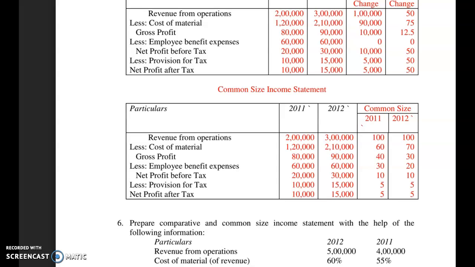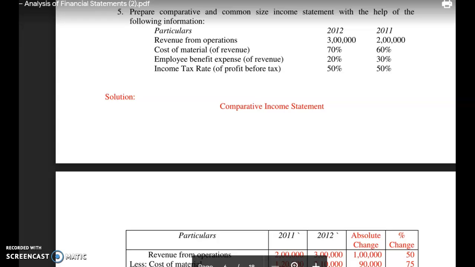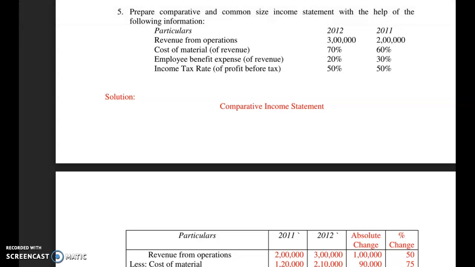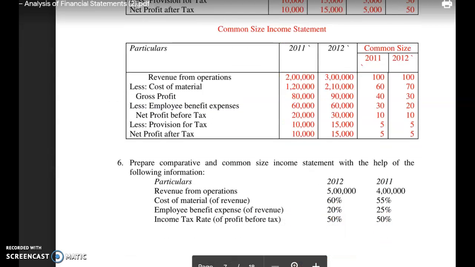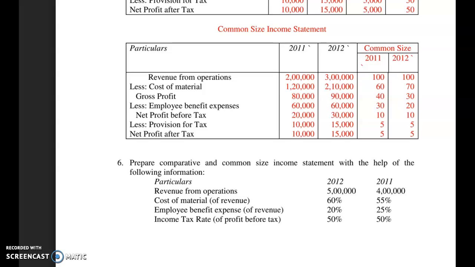Now let's come to the next item of the profit and loss account. The next item given is employee benefit expenses as a percentage of revenue. In the year 2011 they were 30%, and in the year 2012 they are 20% of revenue, and revenue here is 2 lakh and 3 lakh. How will it be calculated? Again see, employee benefit expenses are 30% of revenue. We have taken 2 lakh, and 30% amounts to 60,000. In the year 2012 it is 20% of revenue, that is 3 lakh into 20 by 100, that is 60,000.